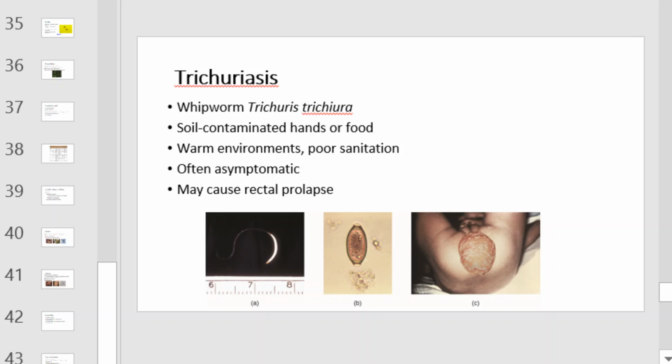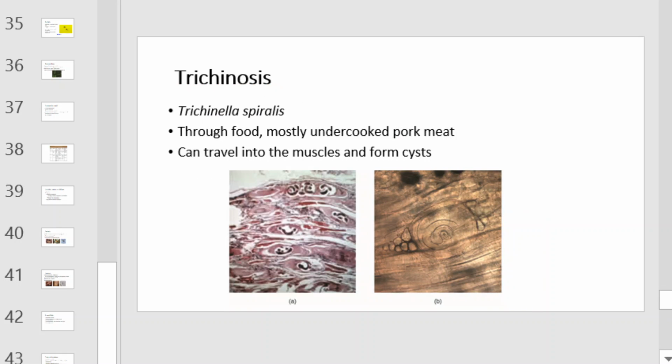Trichuriasis, or whipworm, is a soil-contaminated organism that enters the body when food is ingested or people bite their fingernails or touch their mouth. It prefers warm environments and does well in areas of poor sanitation. People with this are often asymptomatic but it may cause a rectal prolapse. Trichinosis. Trichinosis is caused by Trichinella, which enters the body through food, mostly undercooked pork. It can travel into the muscle and form cysts.